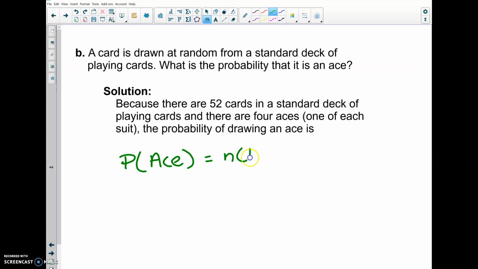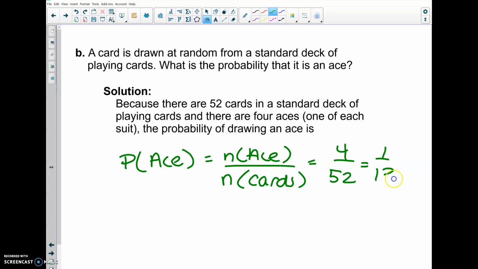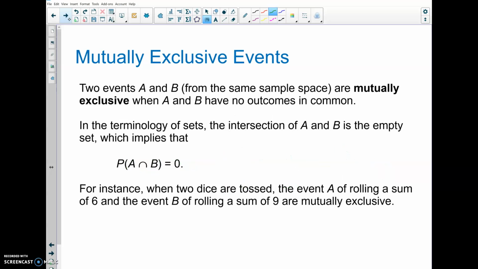So the number of aces over the total number of cards: 4 out of 52, or 1/13. Mutually exclusive. Take a minute and write this down. Two events are mutually exclusive if they have no outcomes in common, meaning their intersection, there aren't any that overlap.